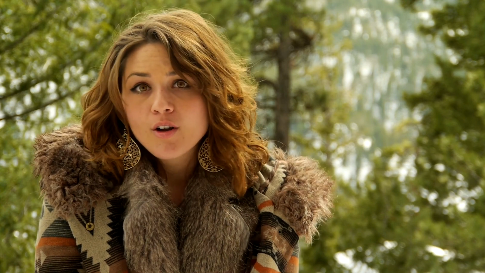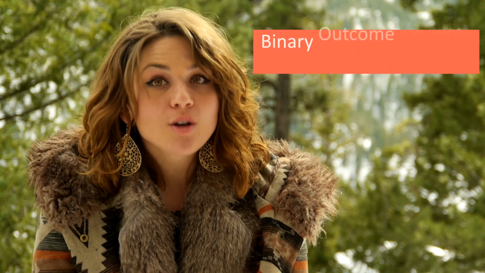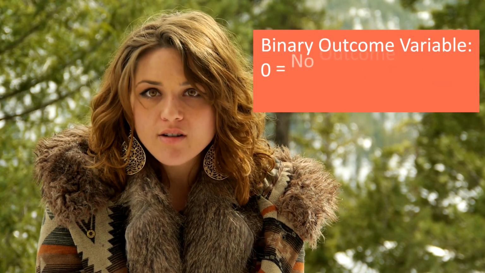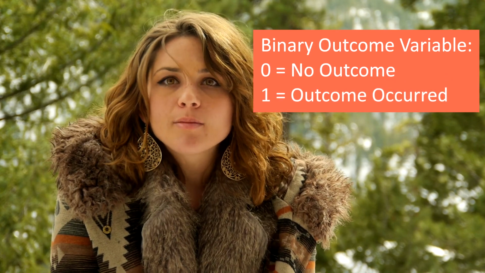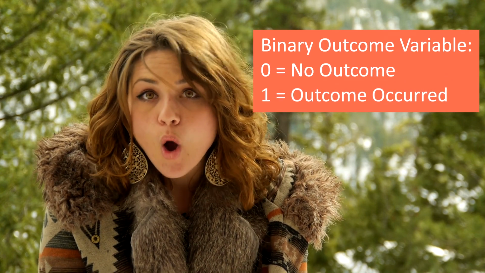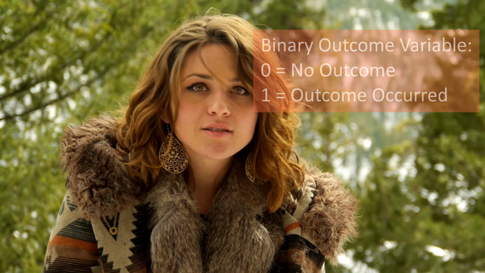By now, you should be feeling a little more comfortable with the idea of generating a regression model when your outcome variable is binary. Remember to always code your outcome variable so a 0 means no outcome and a 1 means that an outcome occurred. This is true whether your outcome is positive, such as graduating from college, or negative, such as developing nicotine dependence.